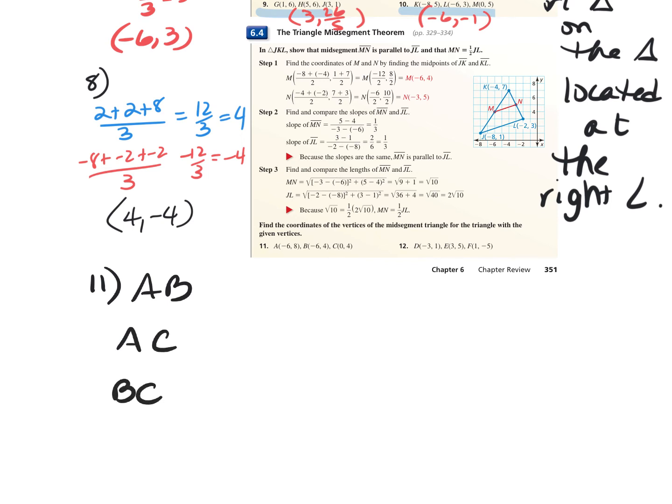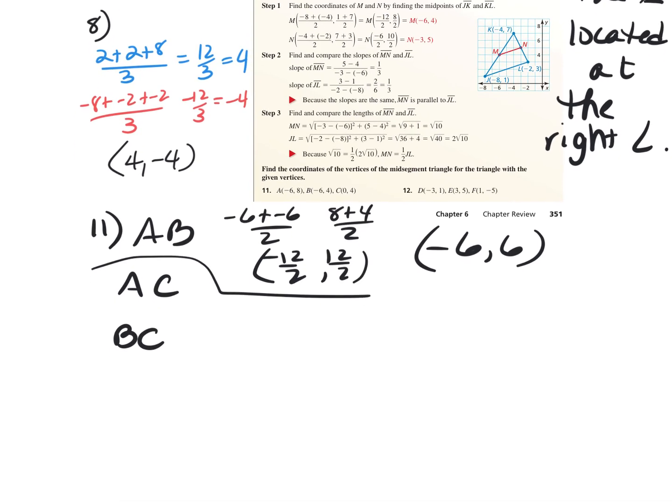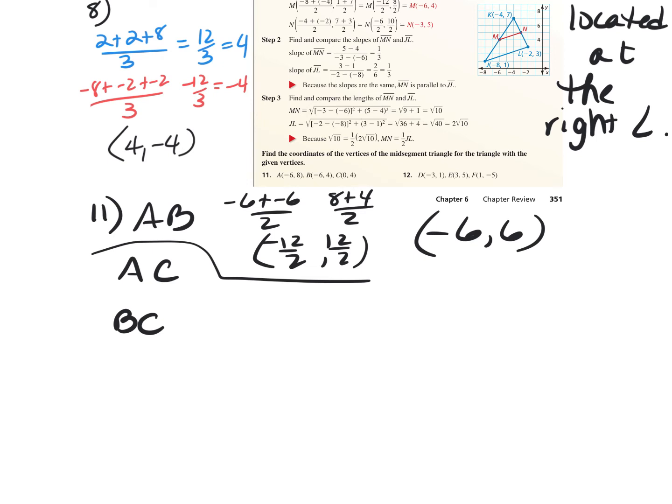So the midpoint of AB, I'm adding -6 plus -6 divided by 2, and 8 plus 4 divided by 2. -12 over 2, 12 over 2. The midpoint and my first vertex is -6, +6. Because again, the vertices of that mid-segment triangle are the midpoints of the 3 sides of your triangle. Then the midpoint of AC, I'm going to be adding -6 plus 0 and 8 plus 4.